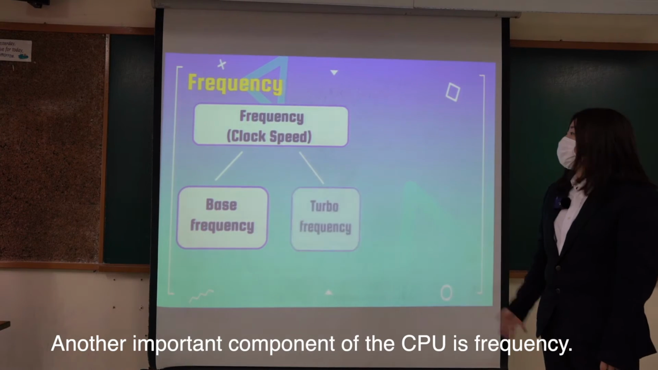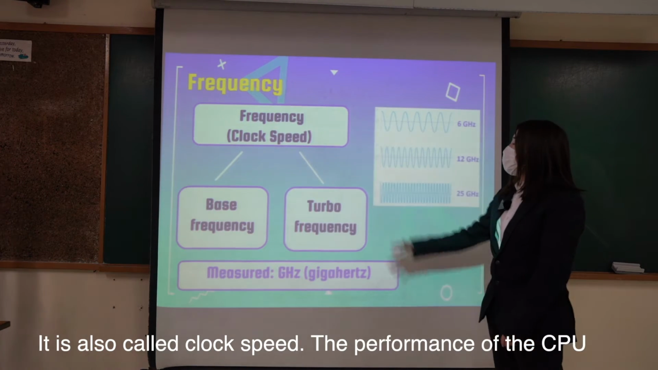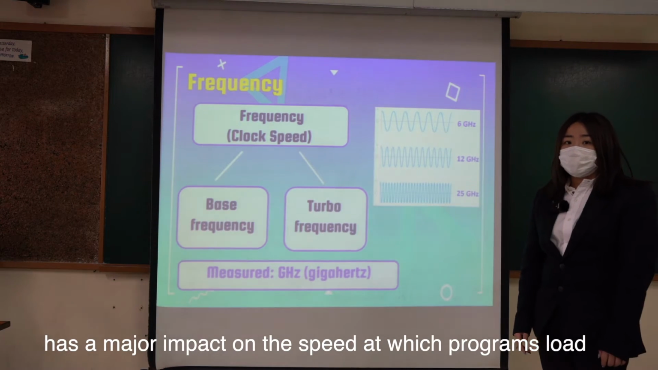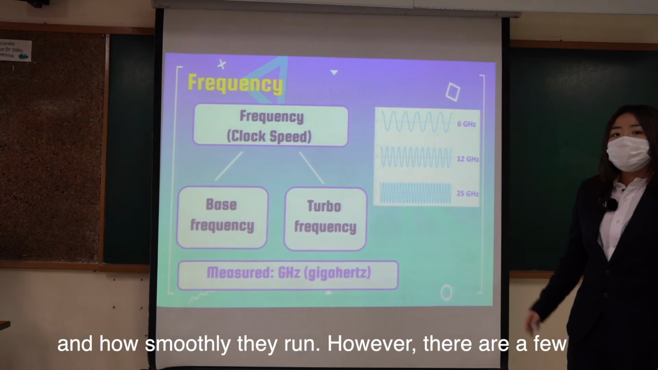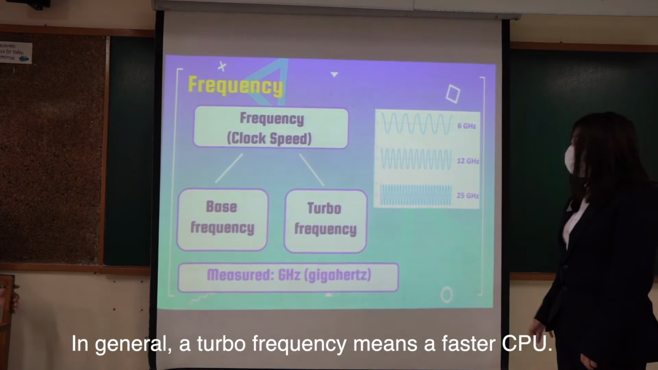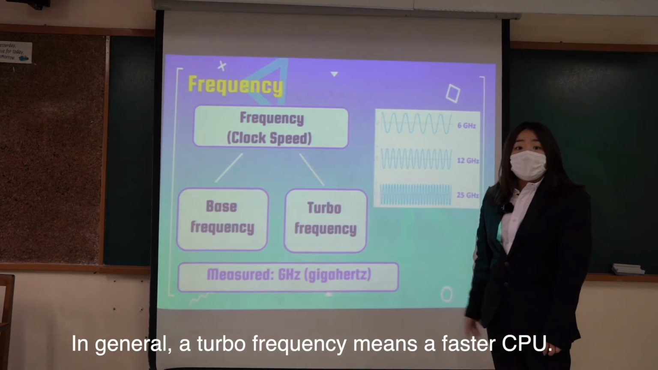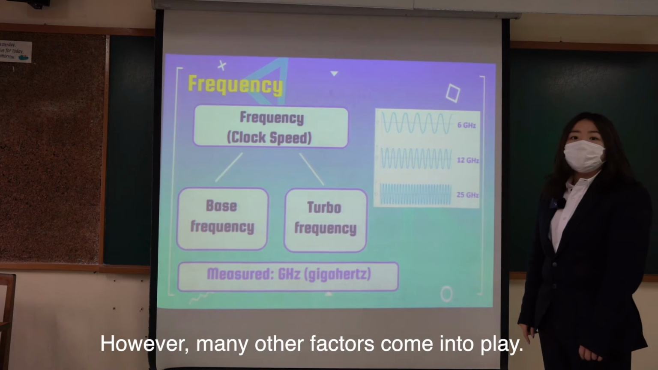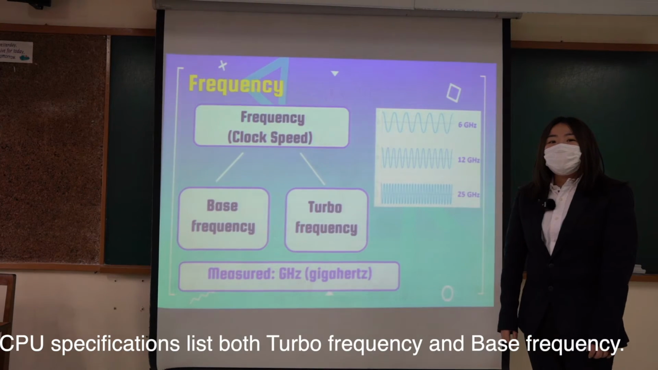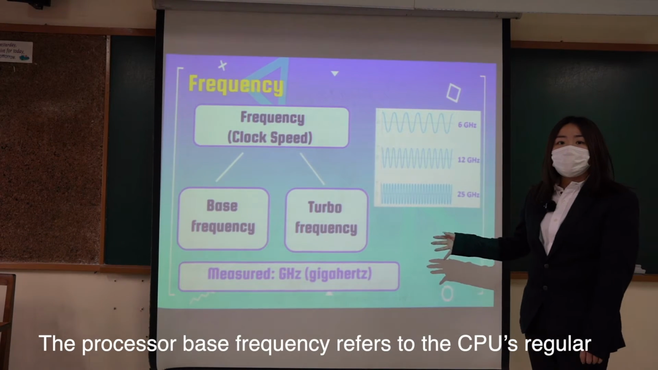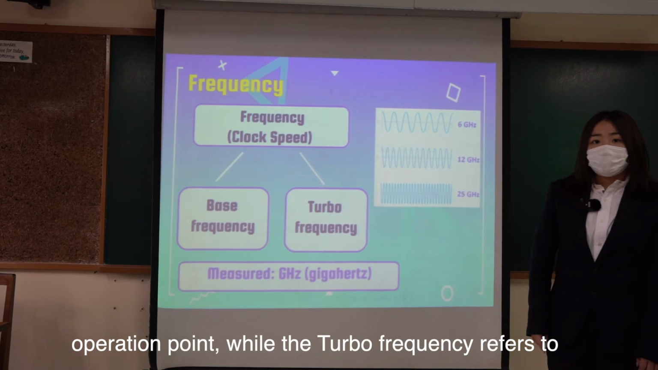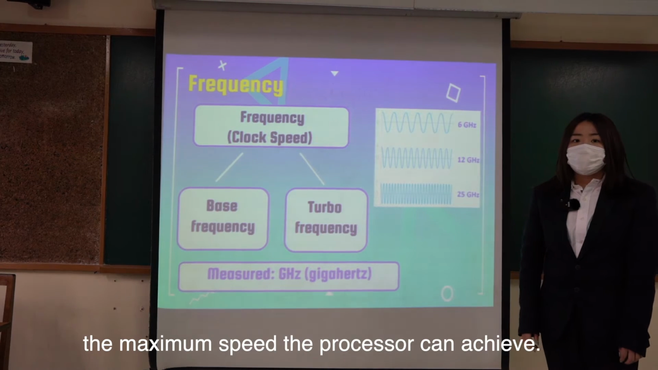Another important component of the CPU is frequency. It is also called clock speed. The performance of the CPU has a major impact on the speed at which programs load and how smoothly they run. However, there are other ways to measure processor performance. In general, a higher turbo frequency means a faster CPU. However, many other factors come into play. CPU specifications list both turbo frequency and base frequency. The processor's base frequency refers to the CPU's regular operating point, while the turbo frequency refers to the maximum speed that the processor can achieve.